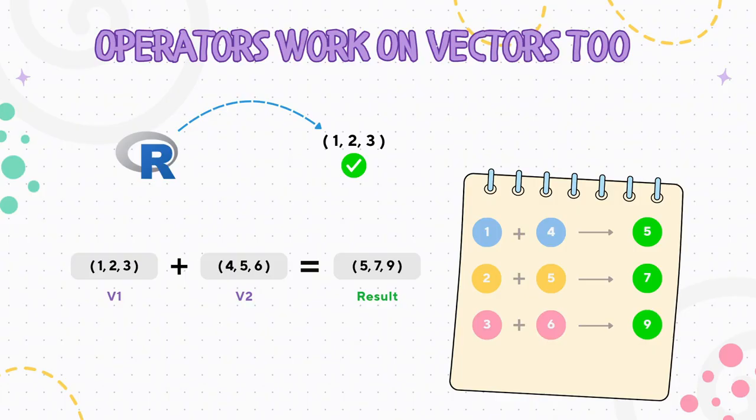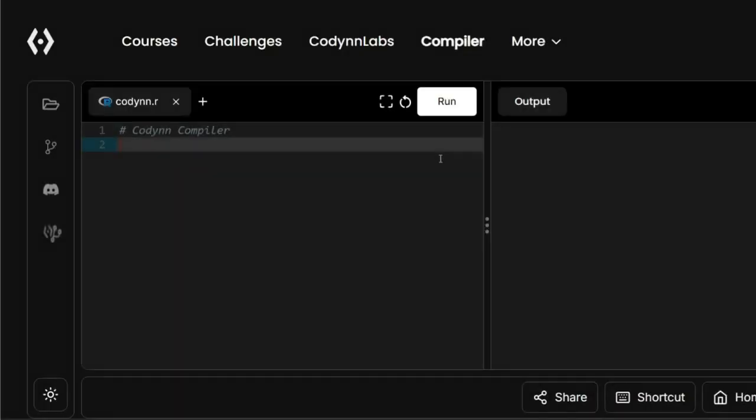Okay, now that we have discussed the theory regarding operators in R, let's actually have a practical coding demonstration inside of our R compiler. Okay, so we are inside of our R compiler. So first let me increase the font size for you guys so that you can see this clearly.